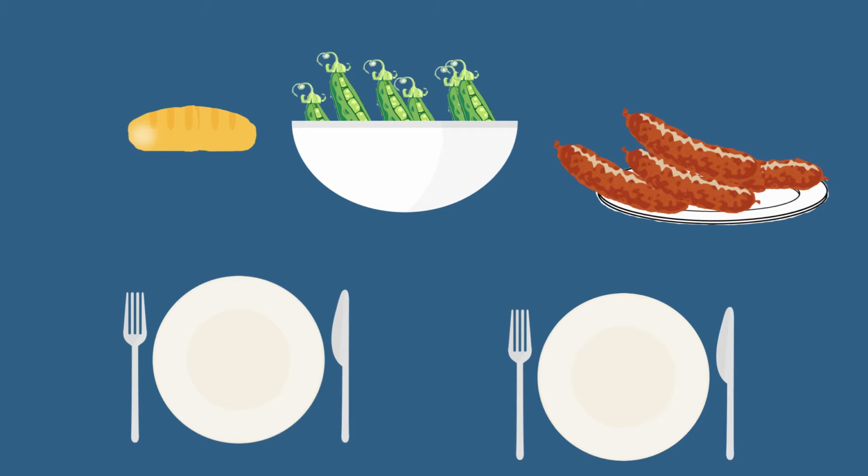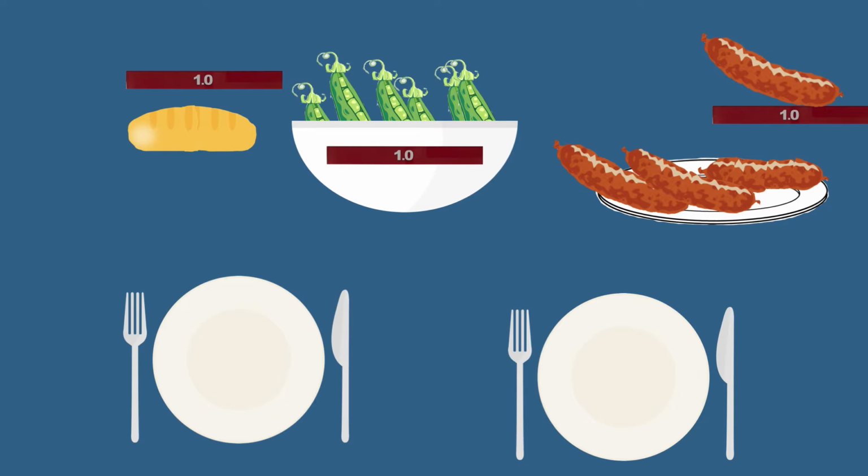In this lesson, we will talk about fractions using real-life usual objects. By definition, a fraction is a part or parts of a whole object. Here we have a whole bread, a whole bowl of greens, and a plate of sausages, but we will use one sausage for this example.